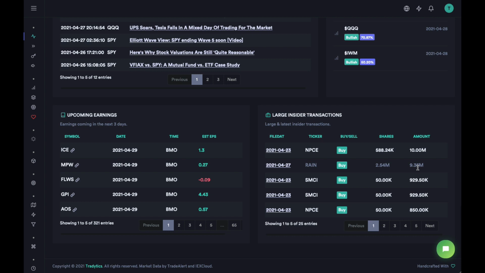On the sell side, you should see very large sells, a very large amount of shares sold, in order to think that this might be a bearish signal. If you're just seeing, let's say, $1-2 million worth of shares sold, then that might not be a very strong signal. So buying of shares from insiders is a really strong signal, but selling of shares is not that strong a signal.